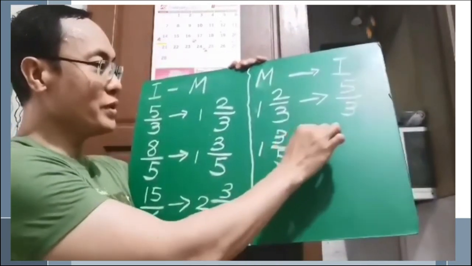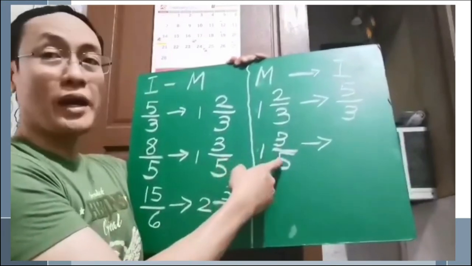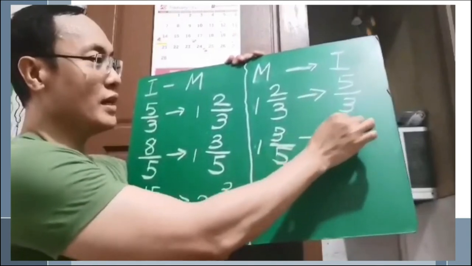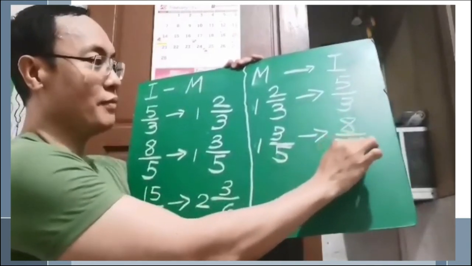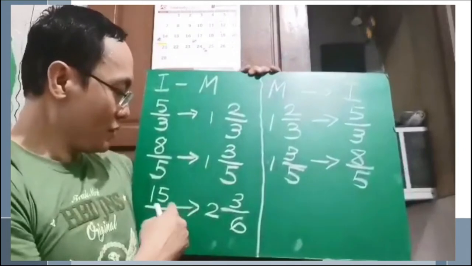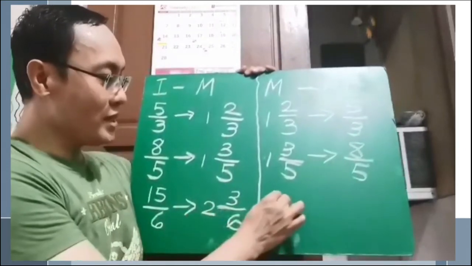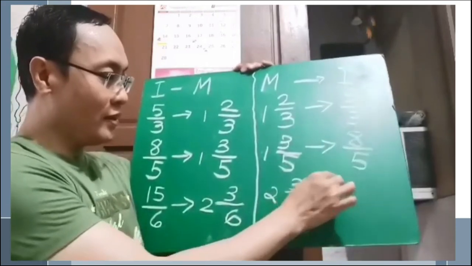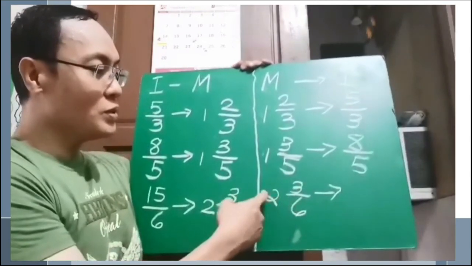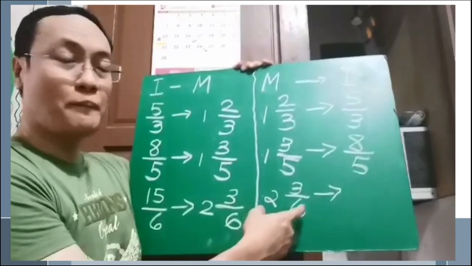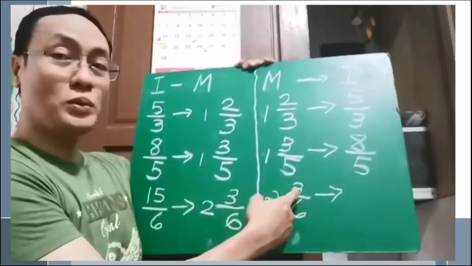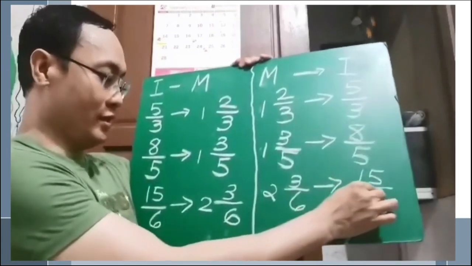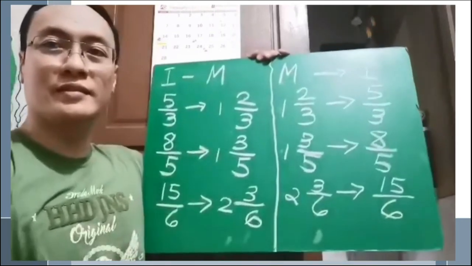So same procedure. 1 times 5 is 5 plus 3 is equal to 8. Then copy denominator, 5. Okay, how about 2 and 3/6? 2 and 3/6. Okay, so 2 times 6 equals to 12 plus 3 is equal to 15. Then copy denominator, 6.